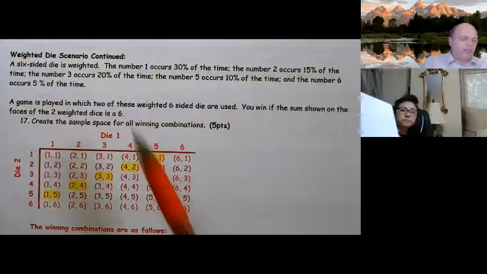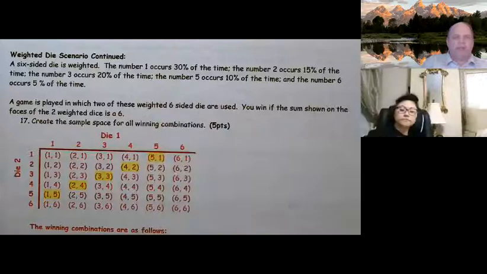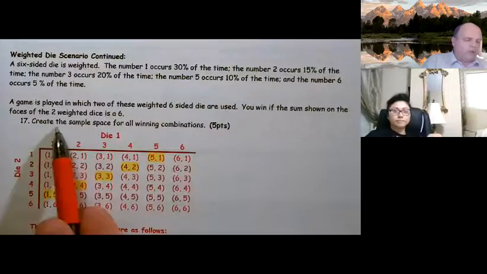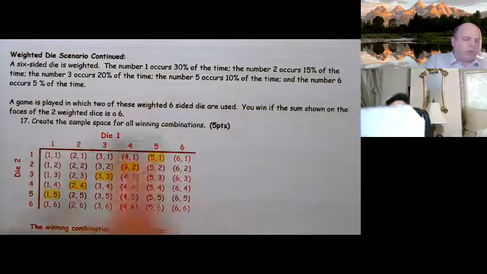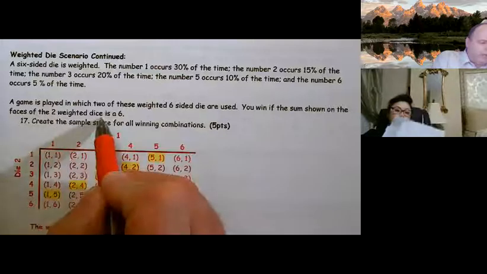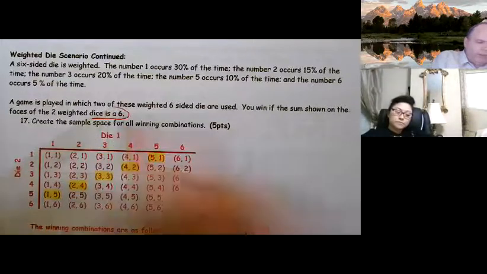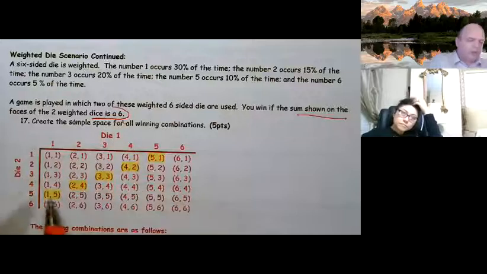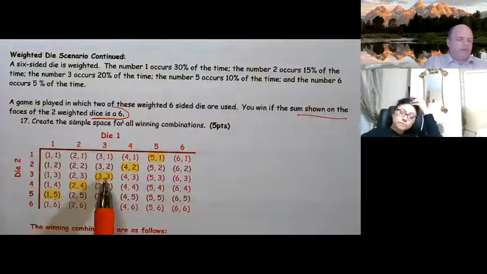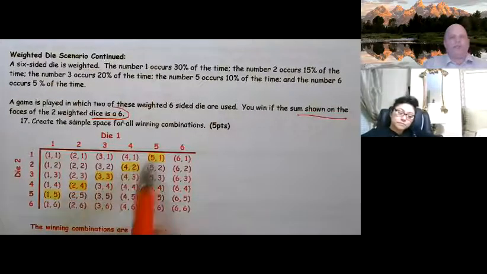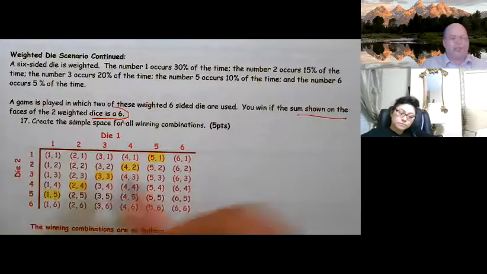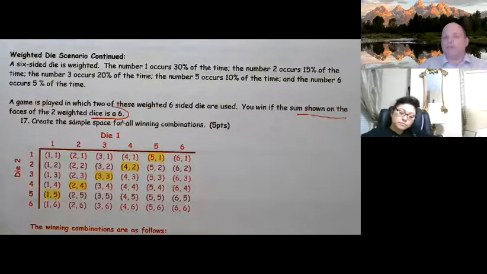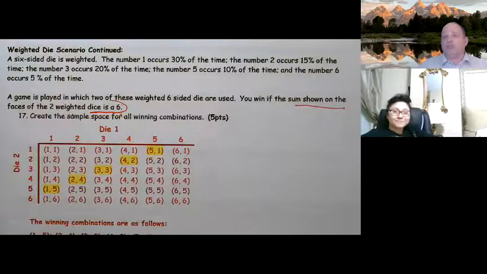So we're back to the six-sided die. It happens to be weighted, and it says create a sample space for all winning combinations, and we win if the sum shown on the two faces is a 6. So my winners are 1,5; 2,4; 3,3; 4,2; and 5,1. And before I take the test, if I were you, I would practice making this table, write it as fast as you can, about 4 times, and then I promise you, you won't take any time on the test doing it. You won't have a problem.